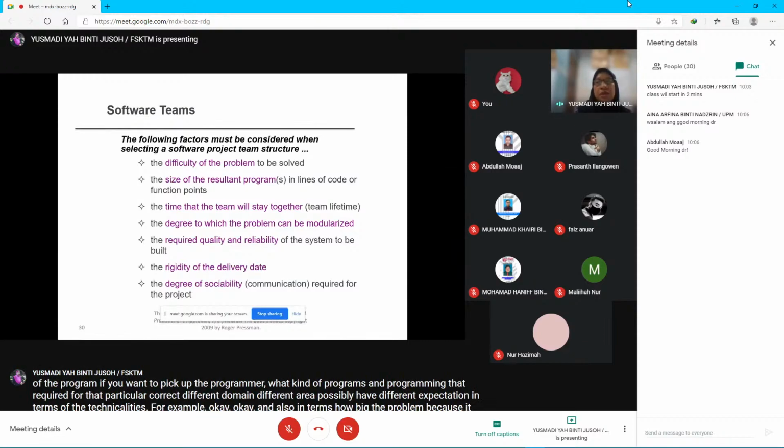In that way. Okay, then also required quality and reliability of the system to be built. Okay, quality is very important, but how do they express the quality?